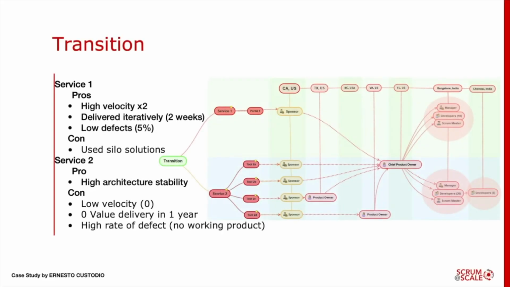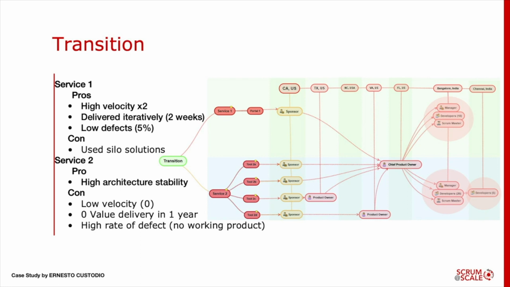Service 1 automatically saw some benefit. We saw a doubling of velocity. We saw an increase in the delivery rate, and we saw a drop in the defect rate. Service 2, however, we saw the reverse. We actually dropped the productivity down to 0. And the value delivery, because of that reason, was none.